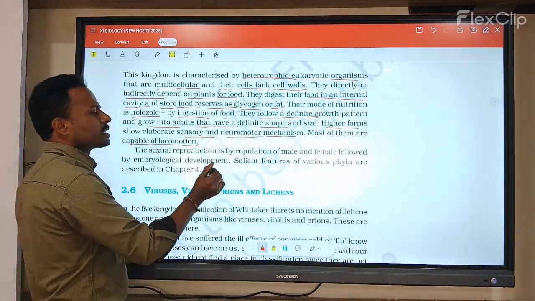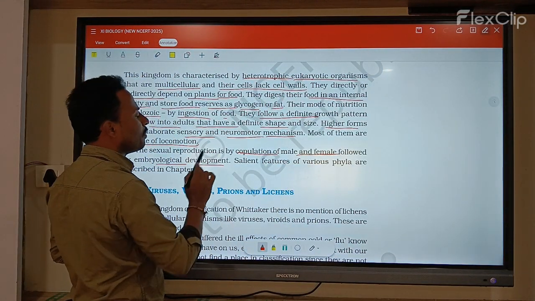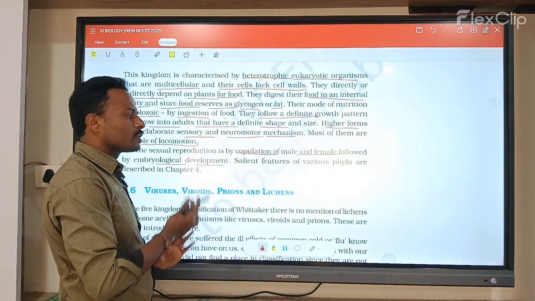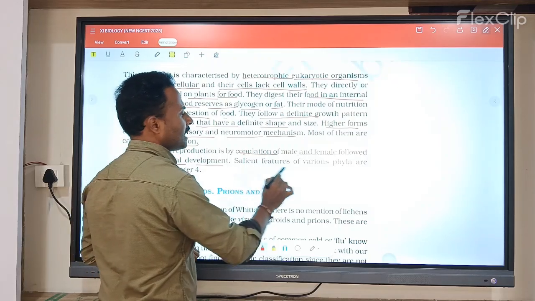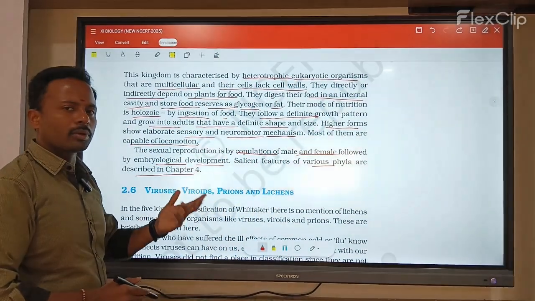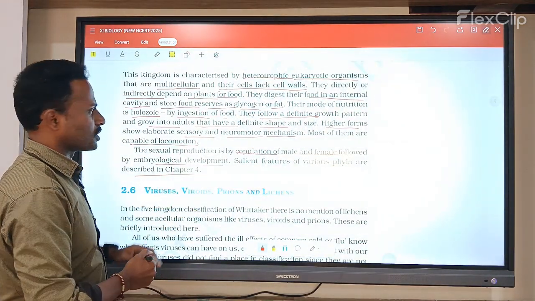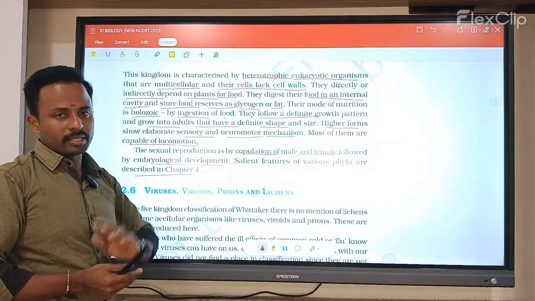Sexual reproduction involves copulation of male and female followed by embryological development. The fusion of male and female gametes forms a zygote, and embryological development takes place. The salient features of various phyla are described in chapter 4. These are all cellular organisms.